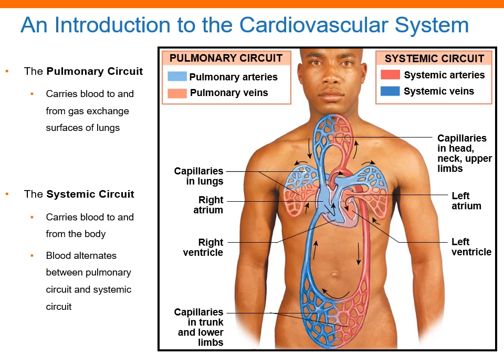The systemic circuit carries blood to and from the rest of the body. Blood alternates between the pulmonary circuit and systemic circuit. So one of the most important points to remember right now is that for the blood to get to the systemic circuit, it always has to pass through the lungs first.